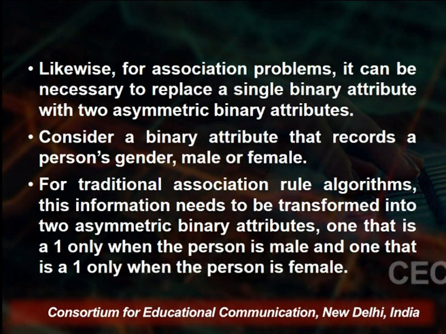So for example, if we consider a binary attribute which records a person's gender, that is male or female. Now for a traditional association rule algorithm, this information will be transformed using 2 asymmetric binary attributes, one that is a 1 when the person is male and one that is a 1 when the person is female. So 2 binary values are there, m and f. m is 1 when the person is male, f is 1 when the person is female.